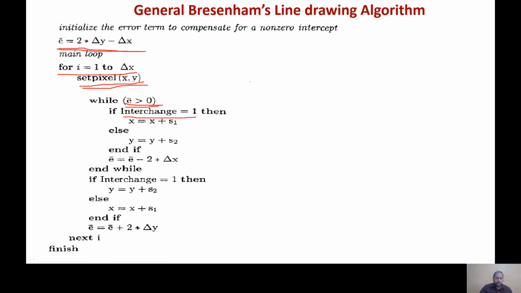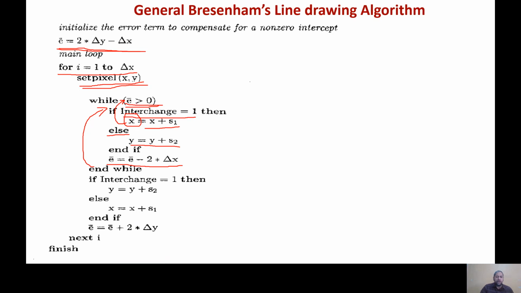Interchange equal to 1 means delta y is greater, and if delta y is greater, the x value depends upon the error term. So x is equal to x plus s1. Else, interchange is equal to 0, which means delta x is greater. If delta x is greater, the y value depends upon the error term, so y is equal to y plus s2. Again the error term is recalculated, and I continue with the while loop.